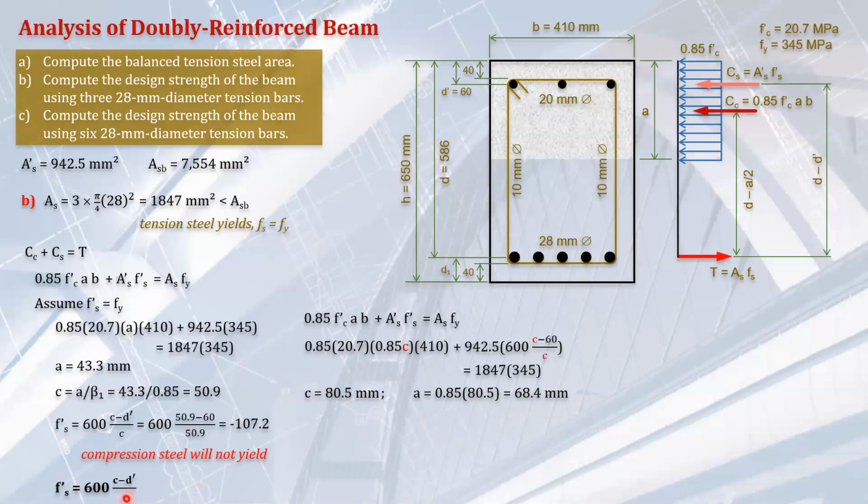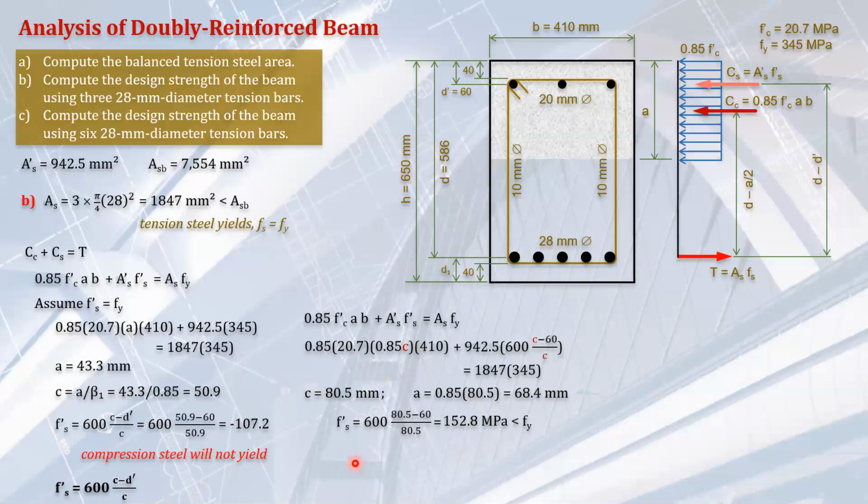Substitute na natin yung C dito. So you will have here C is 80.5. That gives you 152.8. Okay, of course, expected. Talagang less than Fy siya. Okay? So yung Fs naman, tingnan natin yung Fs.